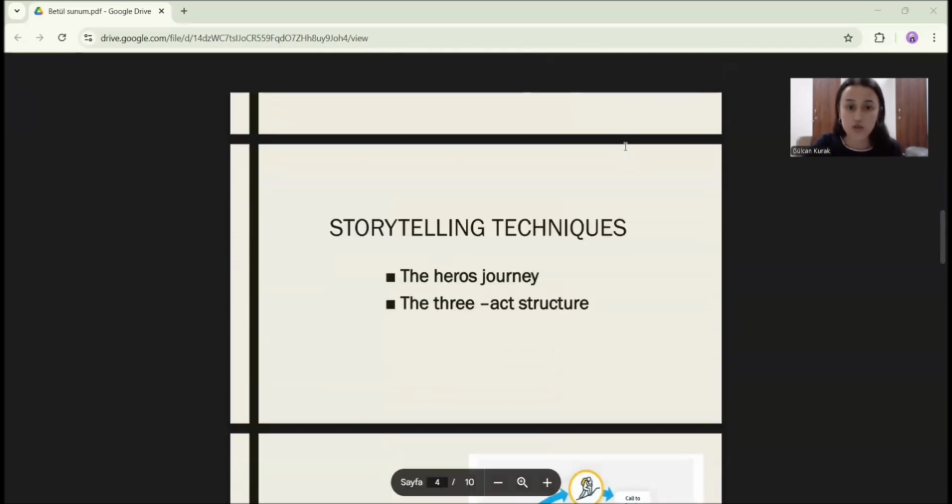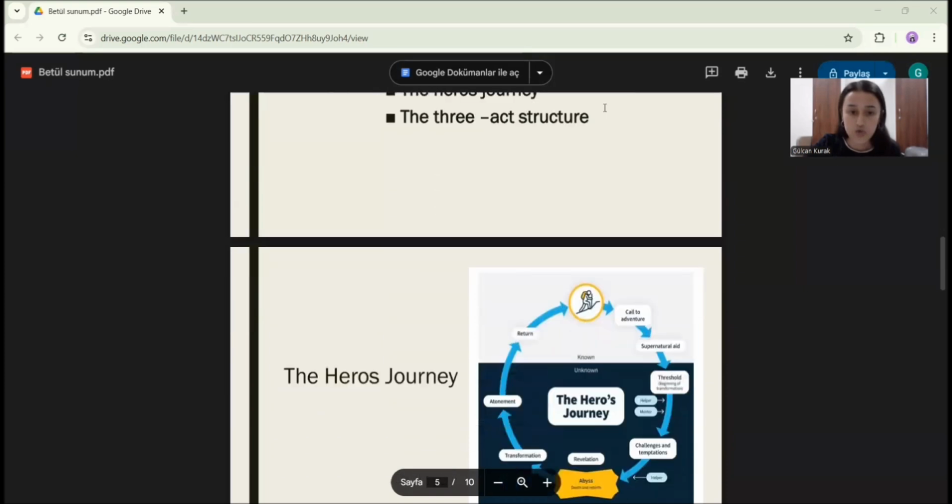And we are going to look at the storytelling techniques. There are a lot of storytelling techniques actually, but today we are going to look at just two of them. And by the way, these are the traditional techniques. The first one is the hero's journey.